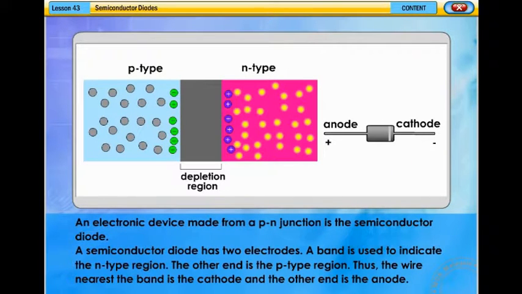An electronic device made from a P-N junction is the semiconductor diode. A semiconductor diode has 2 electrodes. A band is used to indicate the N-type region. The other end is the p-type region. Thus, the wire nearest the band is the cathode, and the other end is the anode.